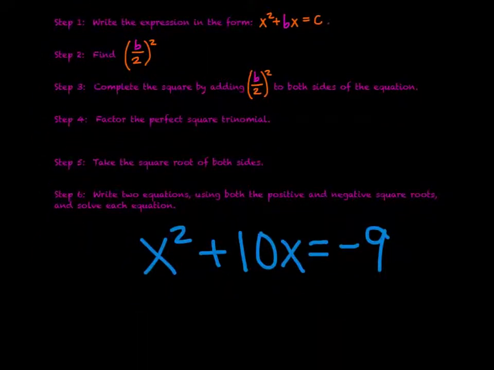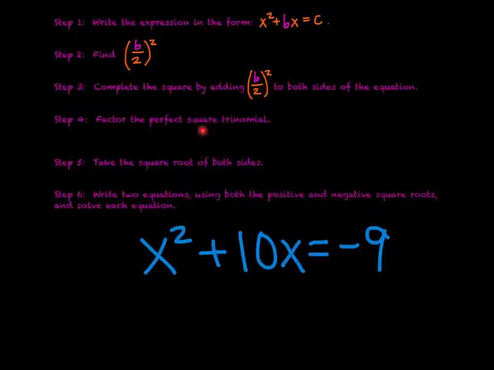To start out, let's review the steps we need to take. Step 1, to complete the square, we need to write the expression in the form x squared plus bx equals c. Step 2, we need to find what b divided by 2 squared is. There's our b term. We divide it by 2 and square it, and then we add that quantity to both sides of the equation, to both the left and the right.